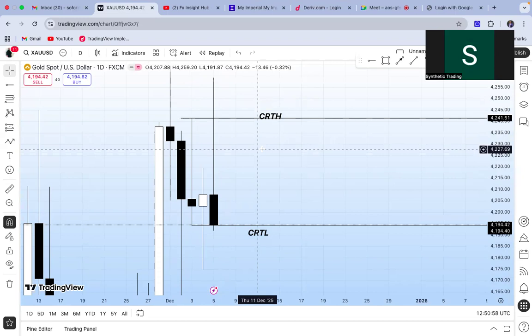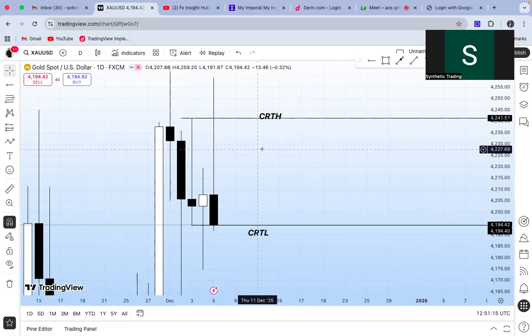So how then do you enter the market? So we have what we call time frame alignment. The time frame alignment says that if I see the CRT on the daily time frame, then I should look for my entry on the 1 hour time frame.